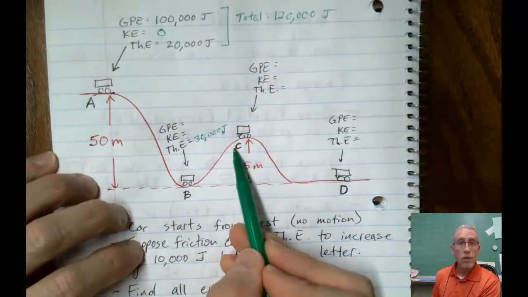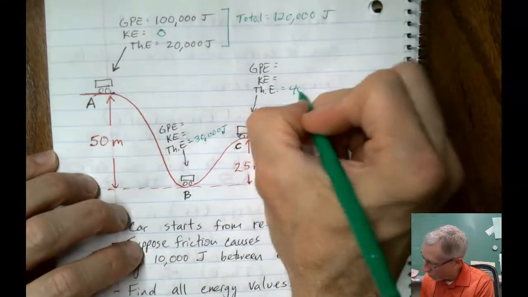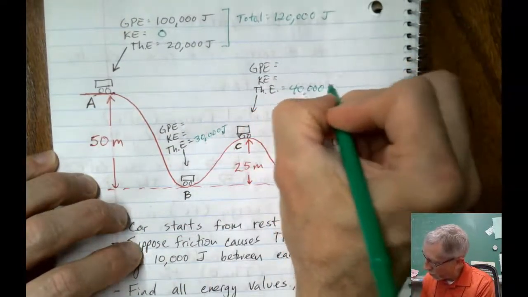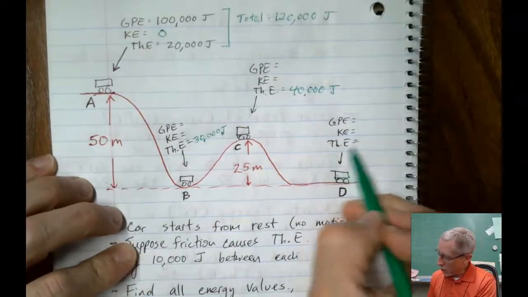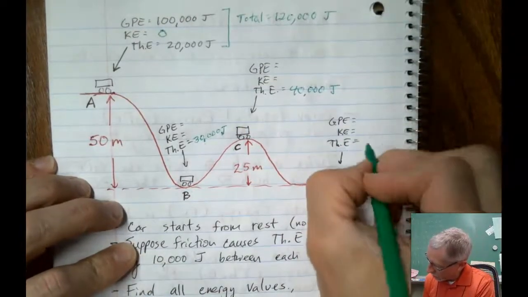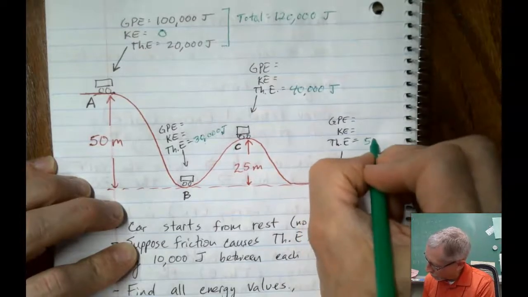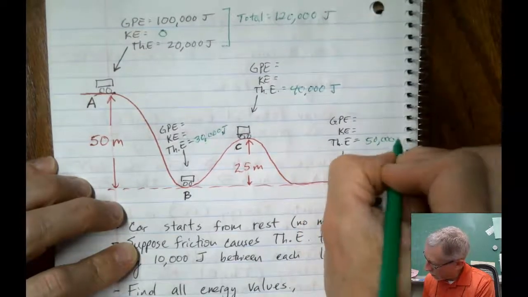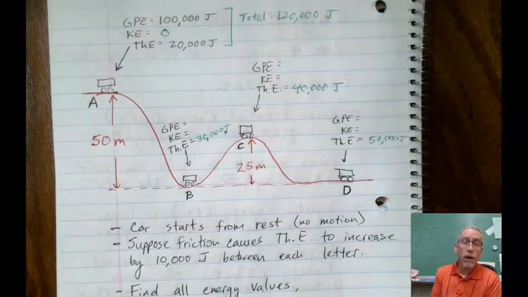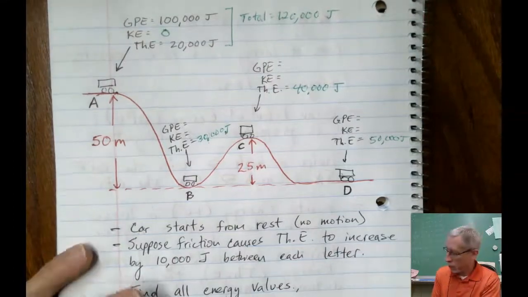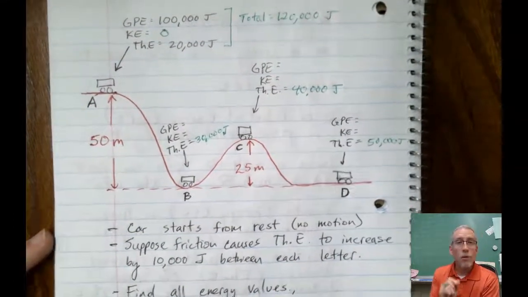And when we get to position C, we're up to 40,000. Again, I'm talking thermal energy now. And by the time we're done at part D, we have 50,000. So all I did was add 10 to each one. Now again, that number I made up. That won't always be true. Okay, here's the other thing to remember.